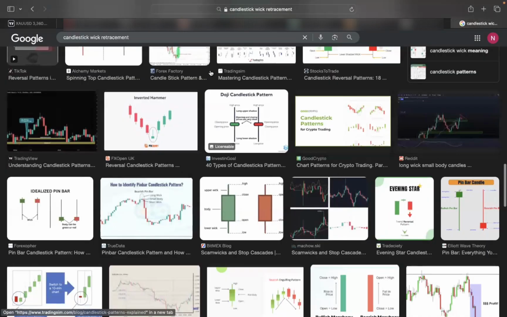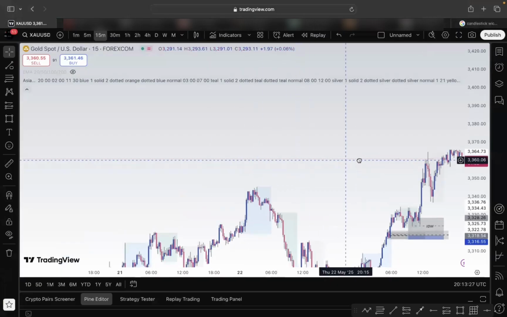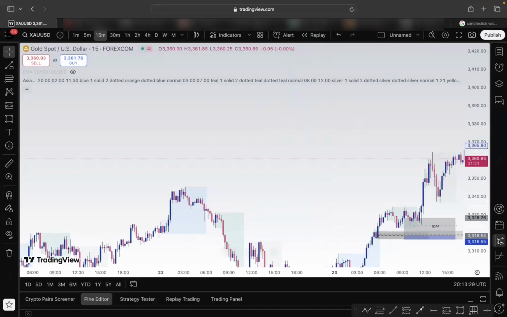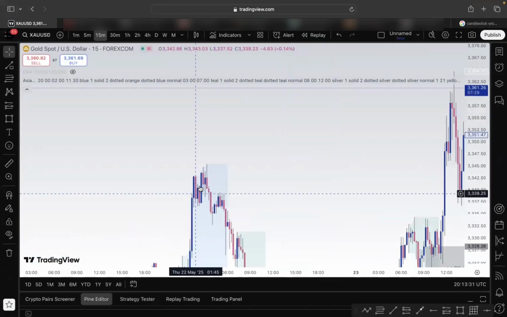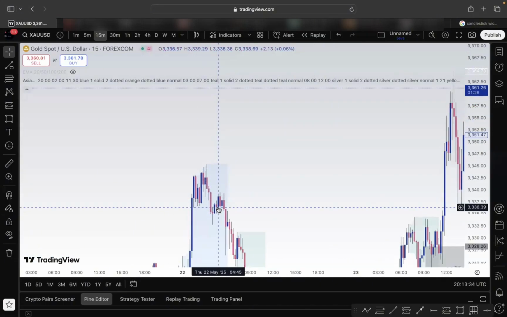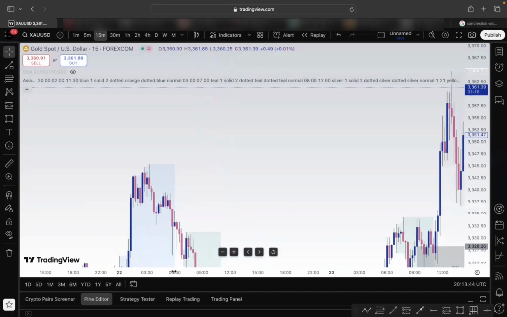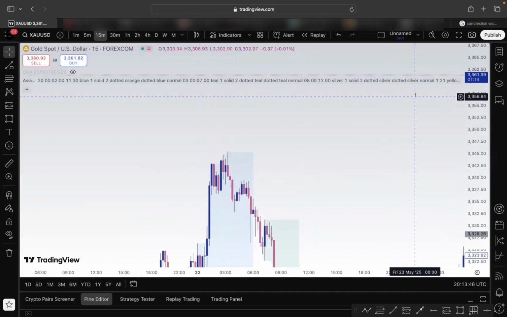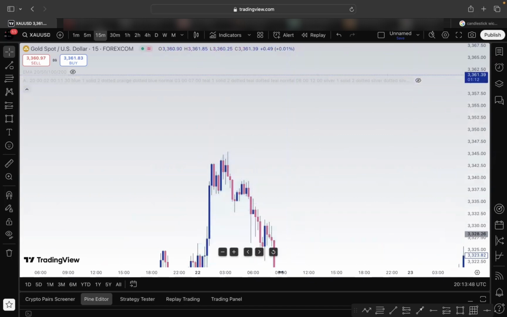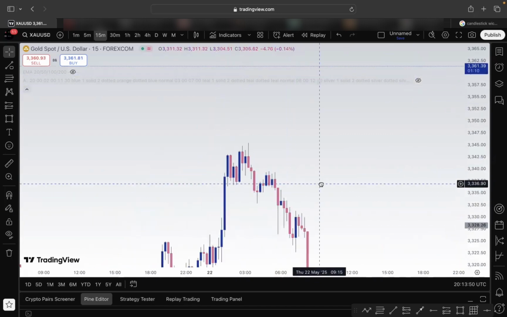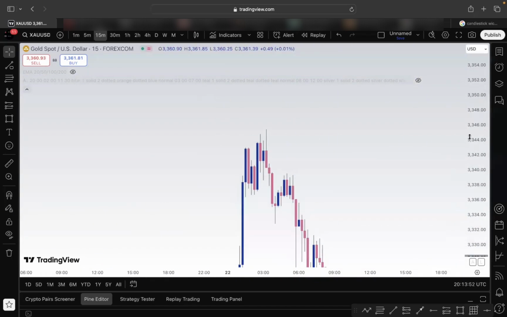Okay, so I'm not finding what I'm looking for here. Anyways, when we go into the charts, when you look at a candlestick, we're basically looking at four parts. Every candlestick has four parts. It has the high, the low, the open, and the close. If it's a bullish candle, it means price closed above the open. And if it's a bearish candle, price closed below the open price.